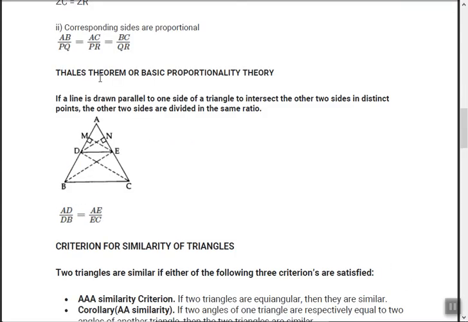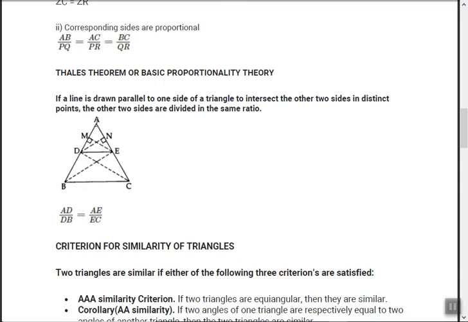Now, Thales theorem on basic proportionality. This is sometimes asked in exams. What is Thales theorem on proportionality? See here. If a line is drawn parallel to one side of a triangle, meaning DE is drawn parallel to one side, that is BC, to intersect the other two sides at distinct points, meaning at D and E, the other two sides are divided in the same ratio. Meaning, if DE is drawn parallel to BC, then AD upon DB will be equal to AE upon EC. That is the meaning of this theorem.